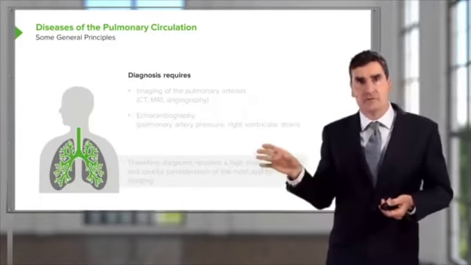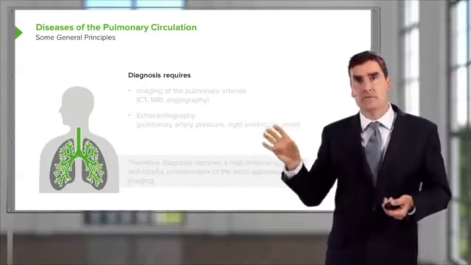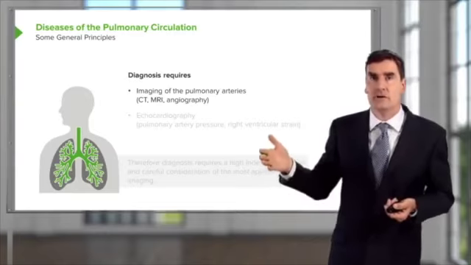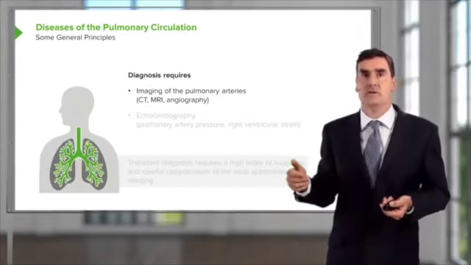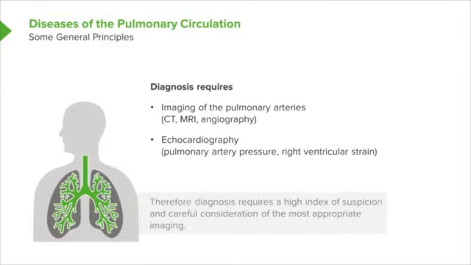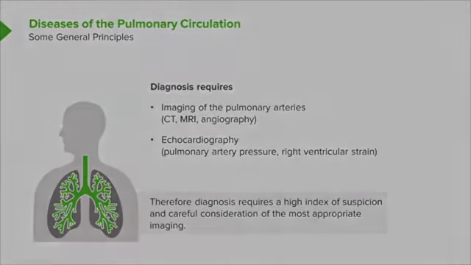So, diagnosis of pulmonary circulation problems requires some form of imaging of the pulmonary arteries. That's normally a CT scan, but could be an MRI scan, or could even be invasive angiography. It requires some form of imaging of the consequences of pulmonary artery circulation problems, and that is usually an echocardiogram to look at the right ventricle and the pulmonary artery pressure. And these tests are not routinely done on every patient. And that means you need to have a high index of suspicion and order these tests when you think there may be a pulmonary vascular problem.